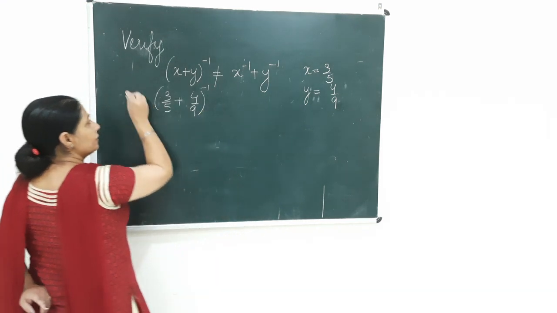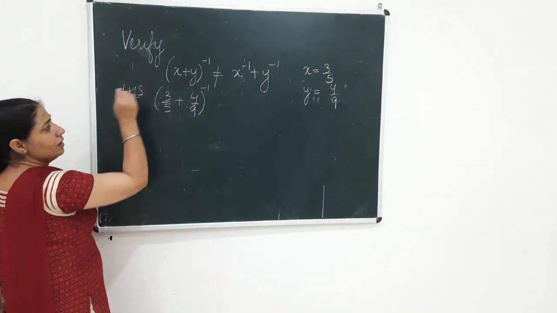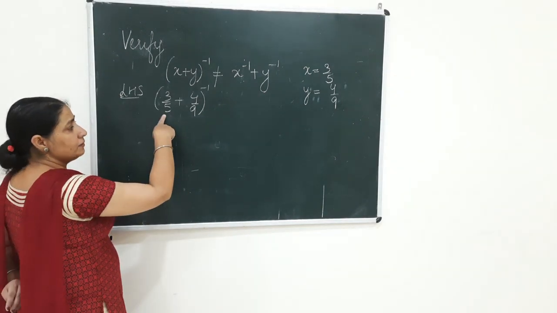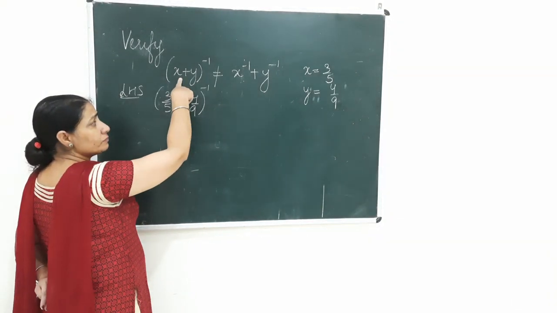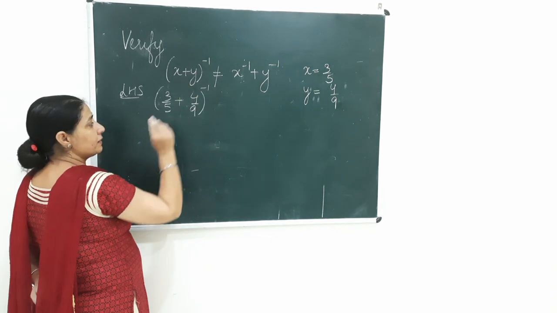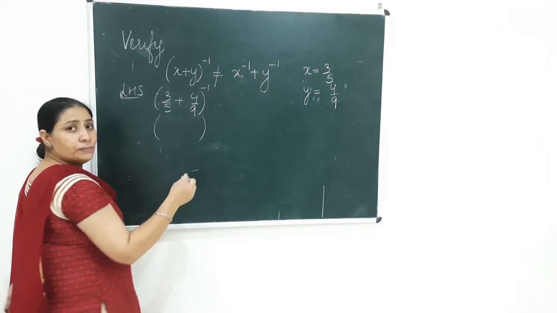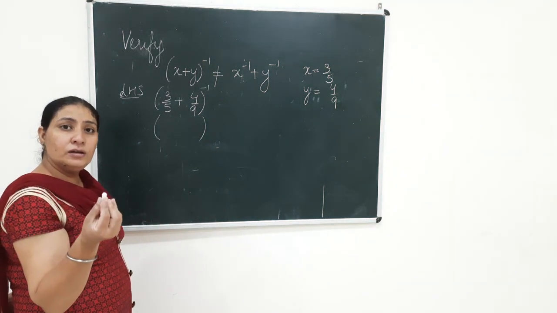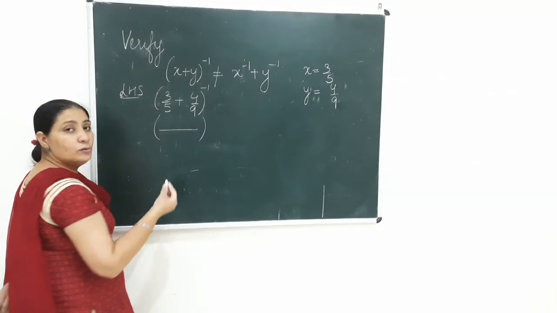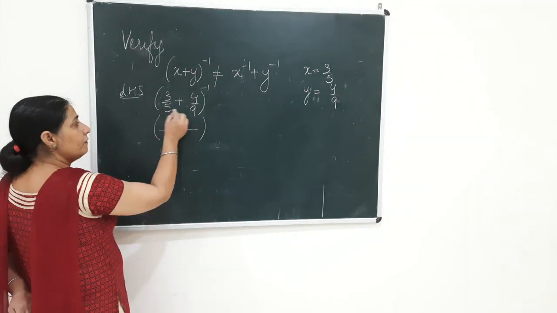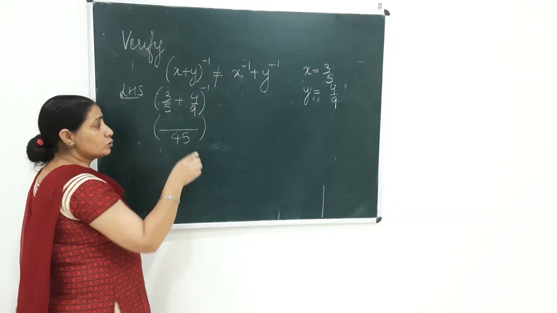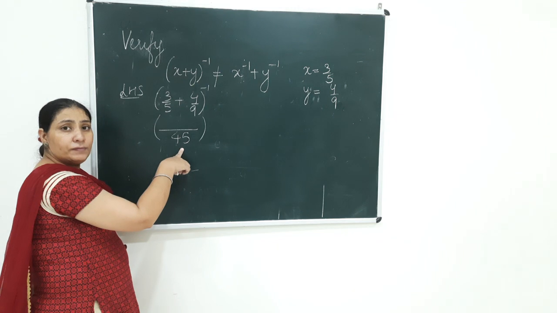So let me first of all take the left hand side. We will take left hand side and right hand side separately and solve. So let me take the left hand side beta. In the left hand side the value of x is 3 by 5 and the value of y is 4 by 9 and the power is minus 1. So what is the first step? What will we do first of all? We will take the LCM, because we always take the LCM and then only we can solve this bracket. So 5 and 9 LCM is, because both these numbers have no common multiple, we will just multiply them and we will get the LCM.